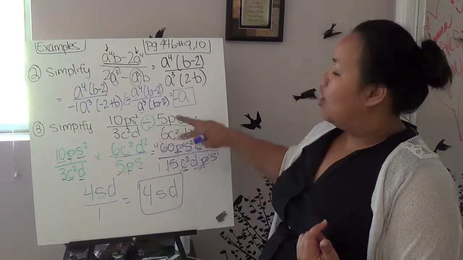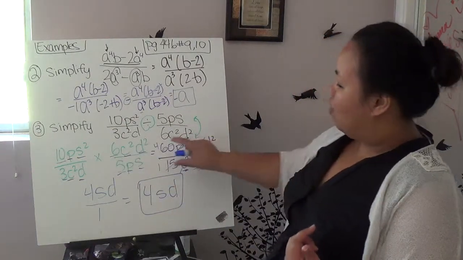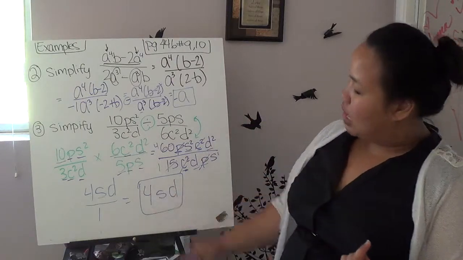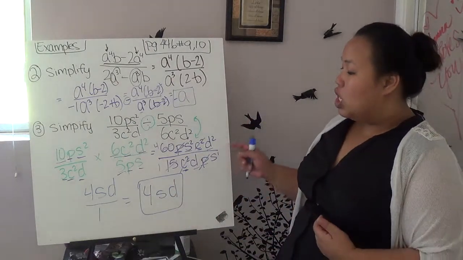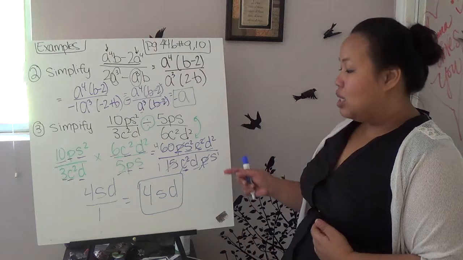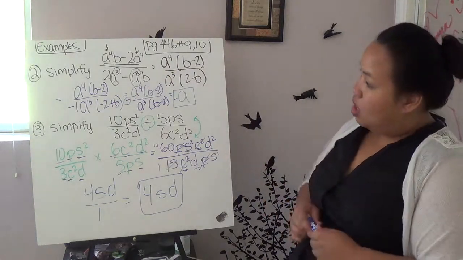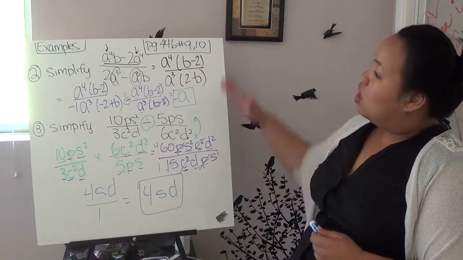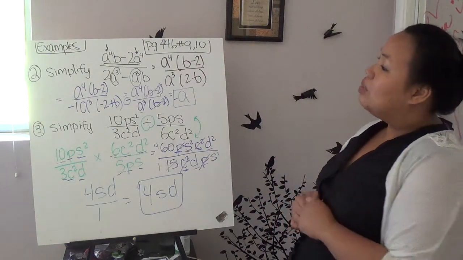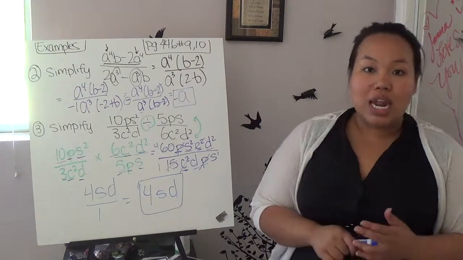So if I'm dividing, I flip, multiply across, and I have all these, and then I start canceling out. In order for you to know exactly what to cancel out, you have to be able to use the quotient of powers. So go ahead and write this down. Go do page 446, numbers 9 and 10, and I will see you in class.